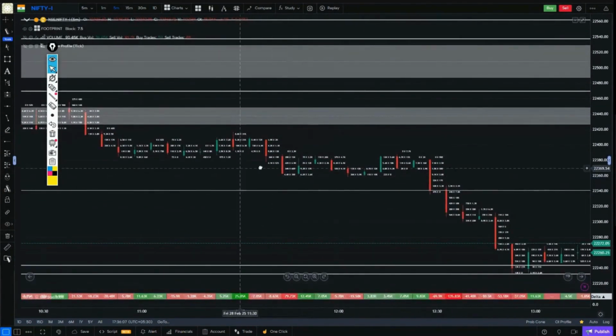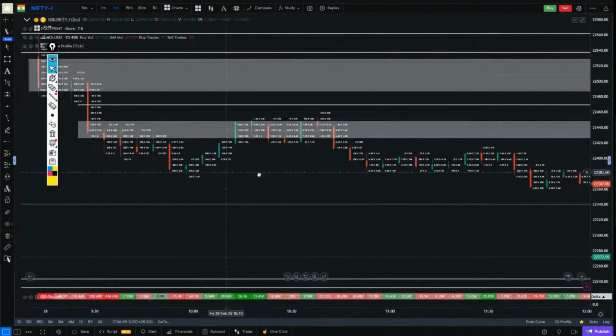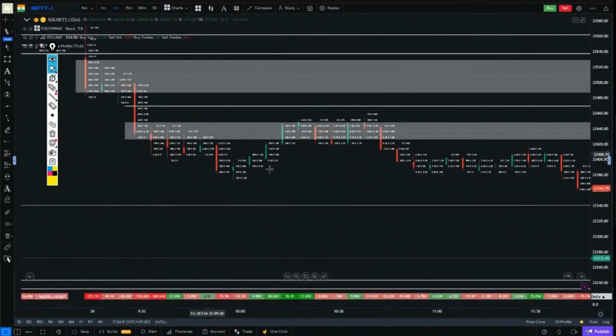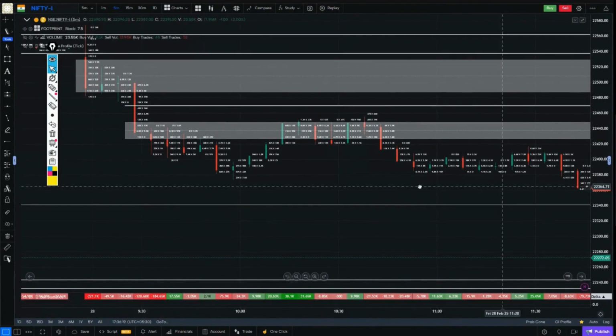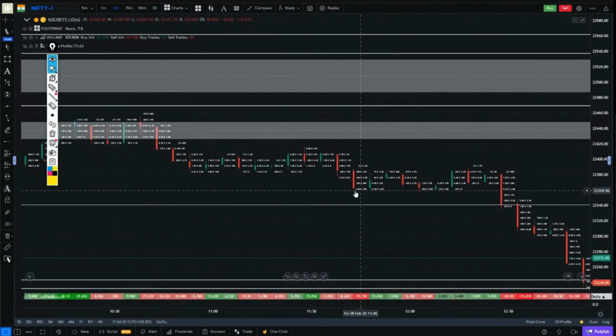But look at today's volume, it's around 100,000, sorry, around 200,000, again around 200,000, around 120,000. So this selling will not have any impact. If we look at today's volume on the selling side, it is hovering around 200,000.